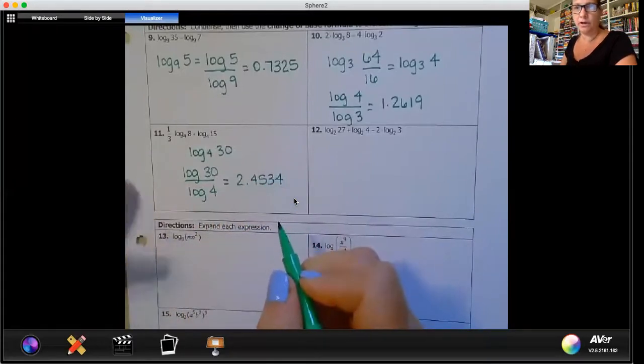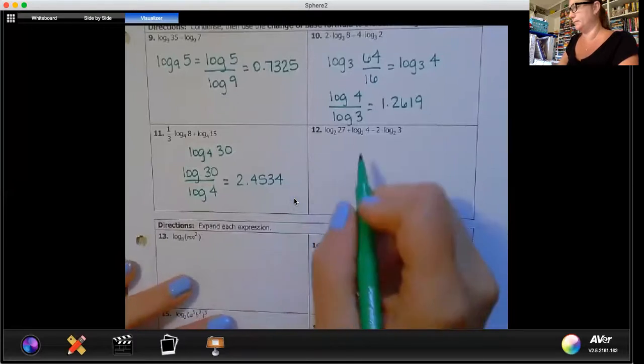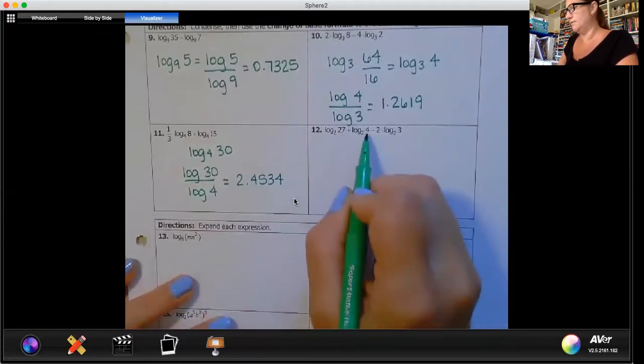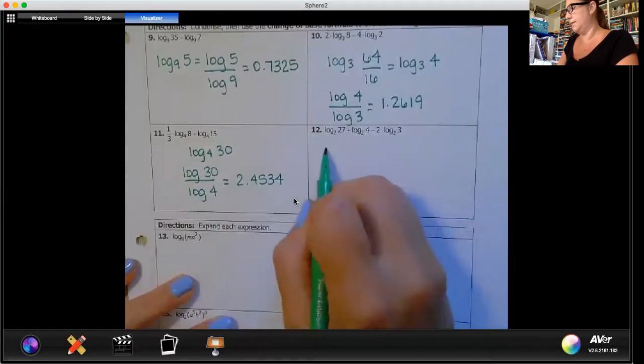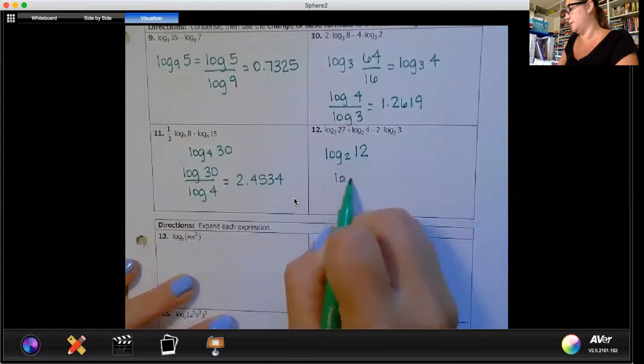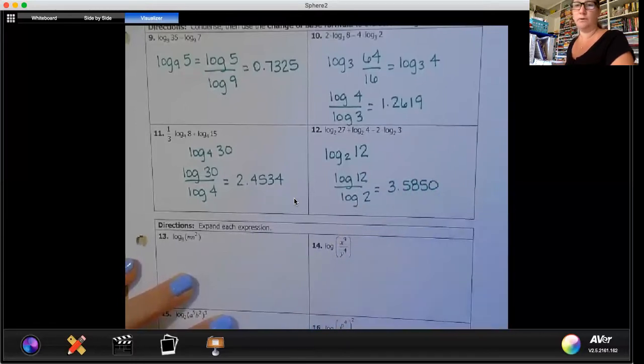Use your calculator. You're going to be responsible for knowing how to type these into your calculator. Now's a great time to practice along with me. All right, 27 times 4 divided by 8. You should get 12. So log 12 divided by log 2 is 3.5850. Notice we're rounding to 4 decimal places.